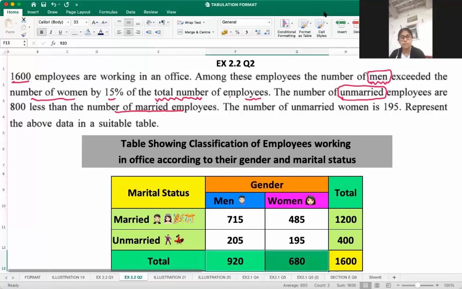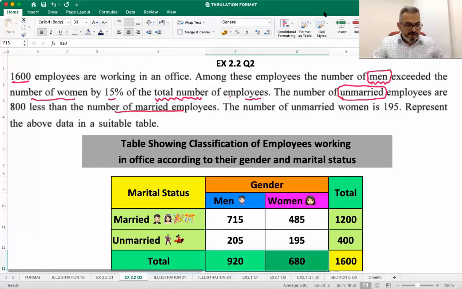Now in homework, you have to do all these sums: illustration number 18, 19, exercise 2.2, question 1, question 2, and you also do Section D. In Section D, question number 9 and question number 14.